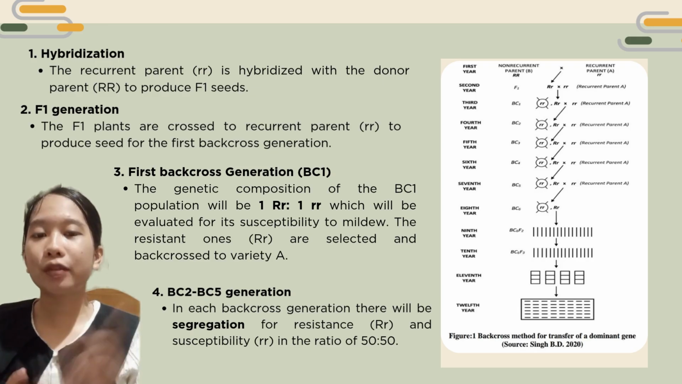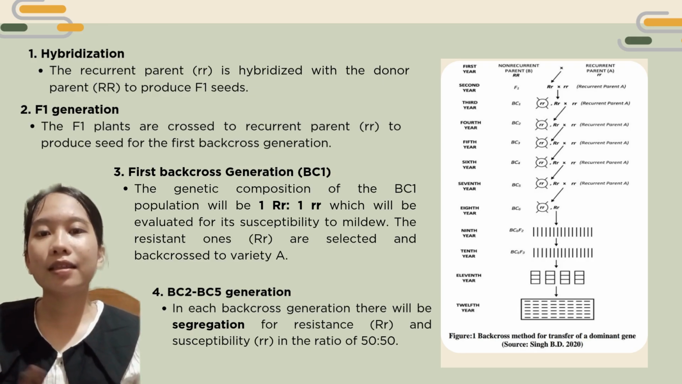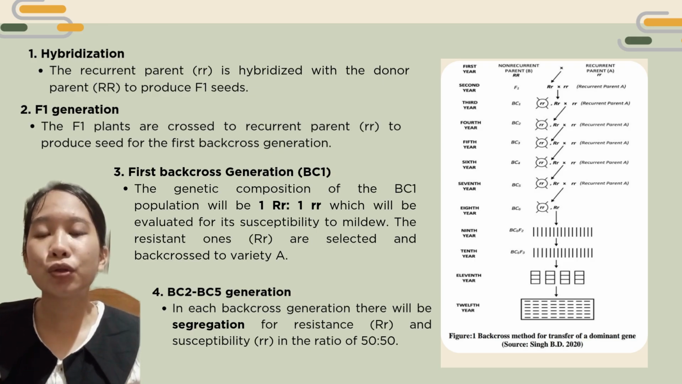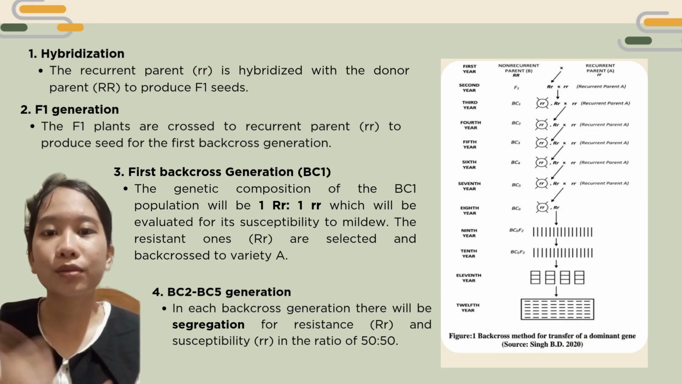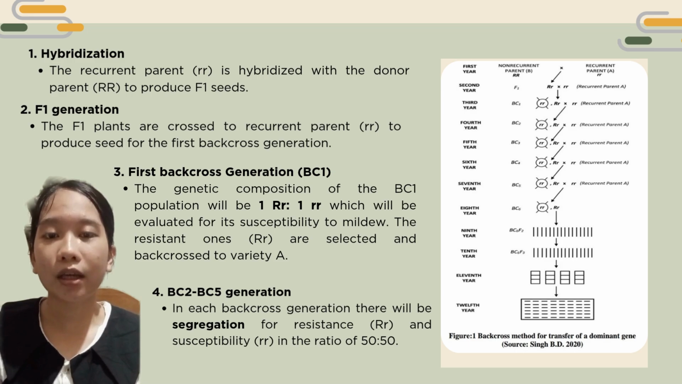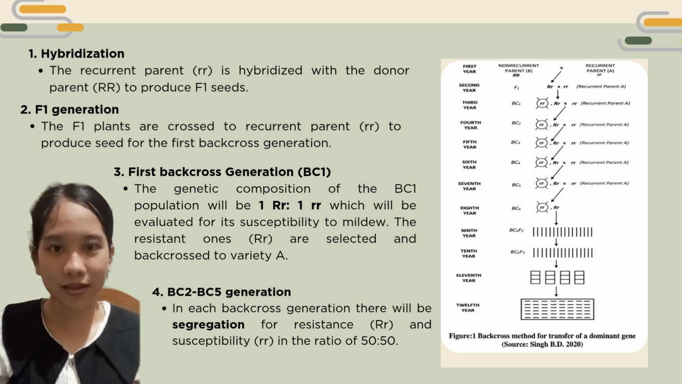As you can see in the picture on the right side, this is the illustration of the backcross procedure that can be used to move leaf rust resistance, the homozygous dominant and the heterozygous, from one variety to a susceptible variety, the homozygous recessive.